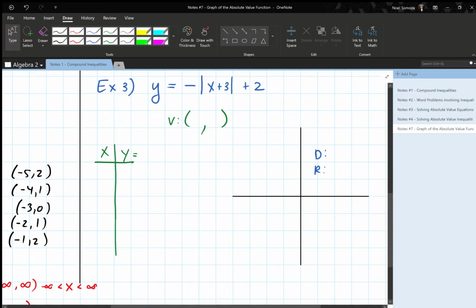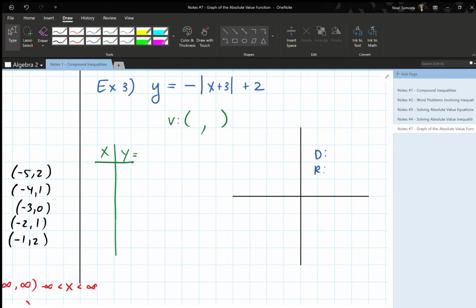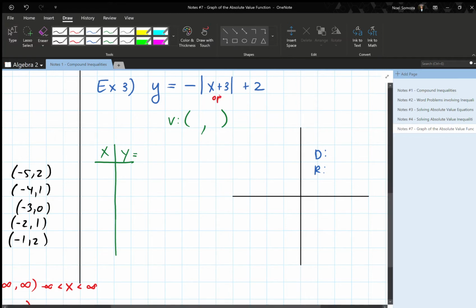Example 3 here. Now we've got a couple of different changes happening. If I'm looking for the vertex, the only two places I look are inside the absolute value and then outside. I don't really care that this negative is there. That's not going to change anything for me. I still follow the opposite key. So what's our vertex in this case? Negative 3, comma 2. Opposite, we get negative 3, and we keep this guy. Since that's a positive 2, it's a 2.